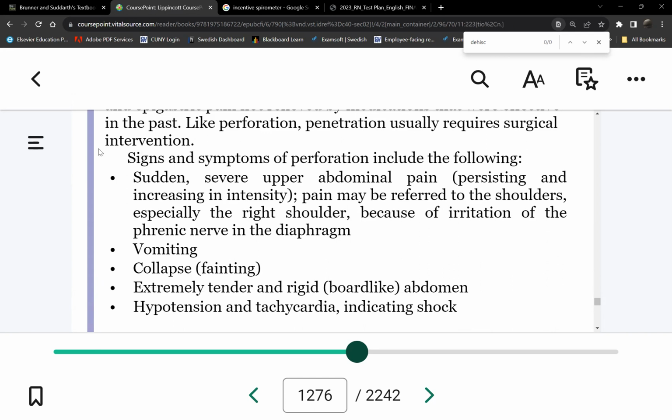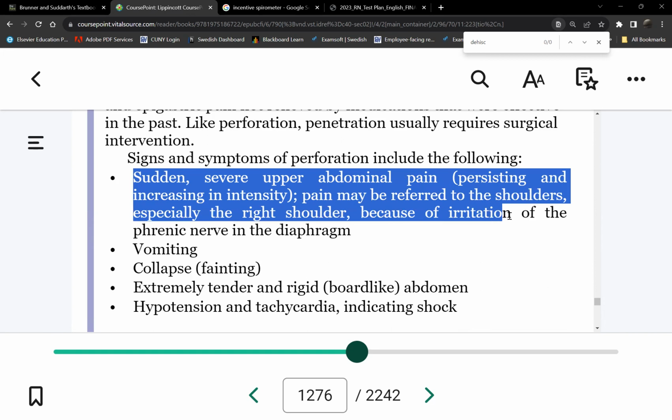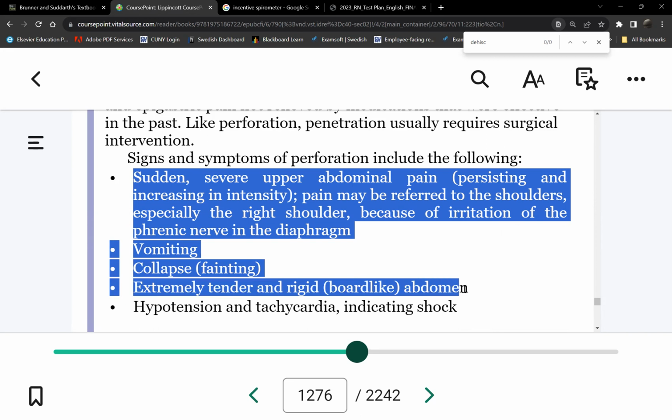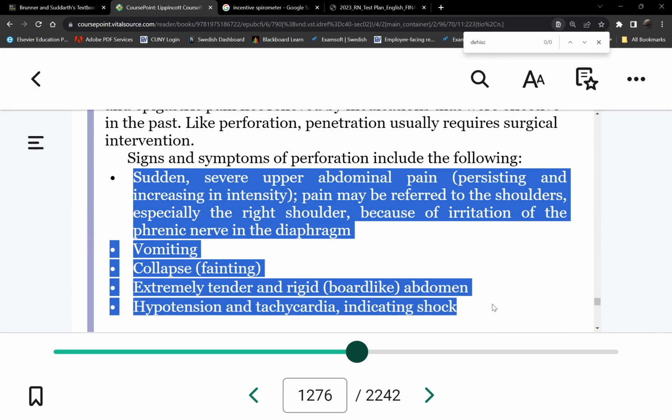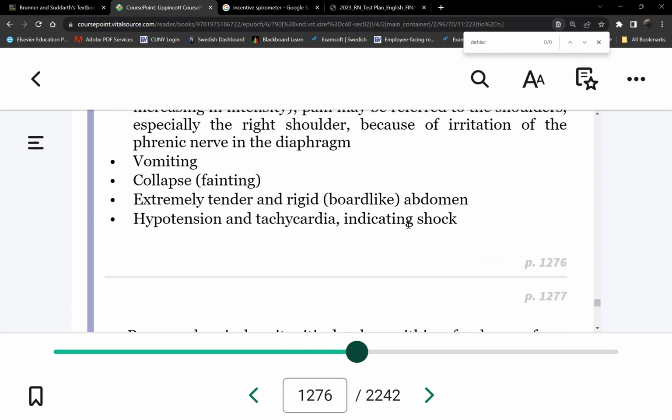And how do we know that? Here, sudden, severe upper abdominal pain. Radiates to the shoulders, right shoulder, vomiting, collapse, a rigid, board-like abdomen. As far as where the rigidity will be, it may start at the local area first. So let's say it's duodenal, so it'll be here. So the rigidity and tenderness will be here, but then it'll spread. So as more fecal matter comes out, then it will involve the entire peritoneum now. Make sense? Okay.